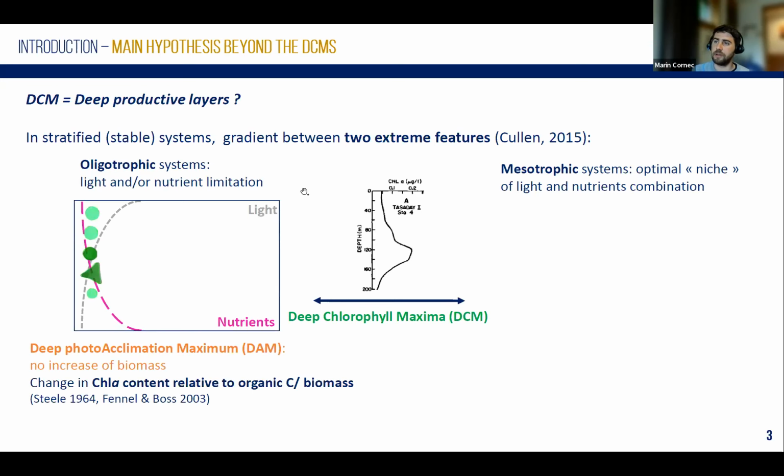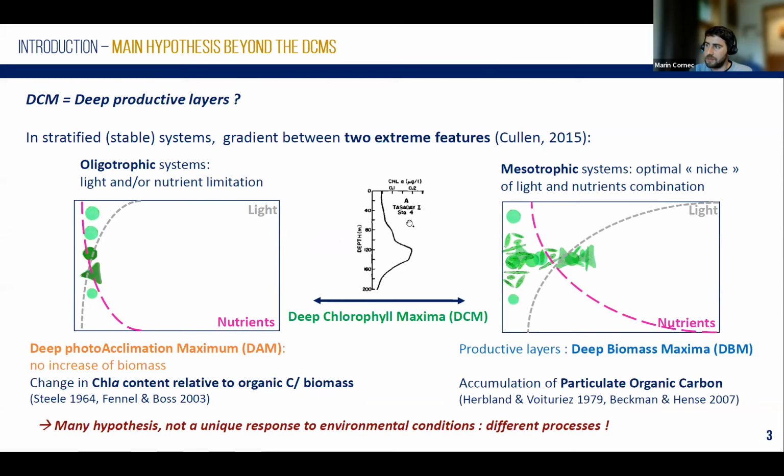In the oligotrophic environment, the limitation of light and nutrient at depths doesn't allow the phytoplanktonic cells to thrive, and also leads to a process of photoacclimation, where the phytoplanktonic cells increase their internal content of photopigments, which leads to the presence of a maximum of chlorophyll at depths, but which is not linked to an increase of biomass. On the other extreme, in the more mesotrophic system, we suppose that we have optimal conditions of light and nutrient at depths that create an optimal niche for the phytoplankton cells to thrive at depths and to accumulate. In this case, we have an accumulation of biomass.